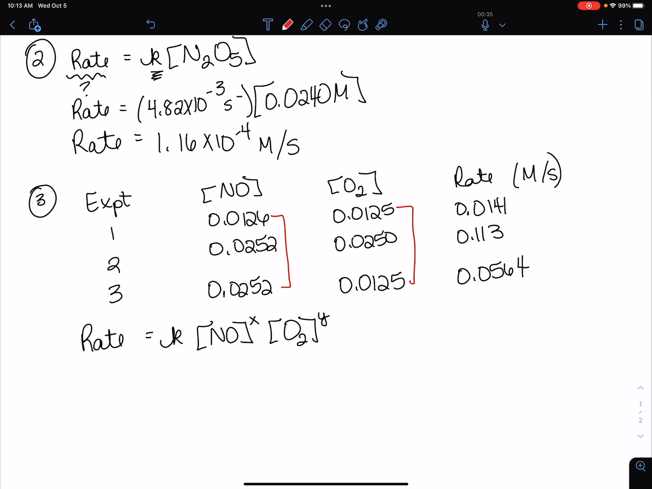And you can see that if you say 0.0252 divided by 0.0126, you can see that it doubles. So what's happening to the rate? If I take 0.0564 and divide it by 0.0141, I get 4. So what I do with this 2 and the 4 is I say 2 raised to what power equals 4? 2 raised to the second power. So that tells me that X is 2.